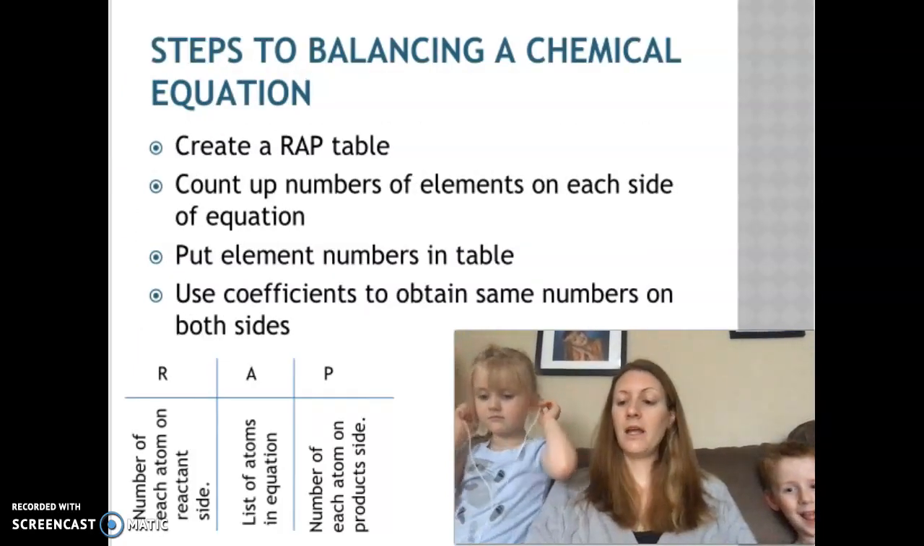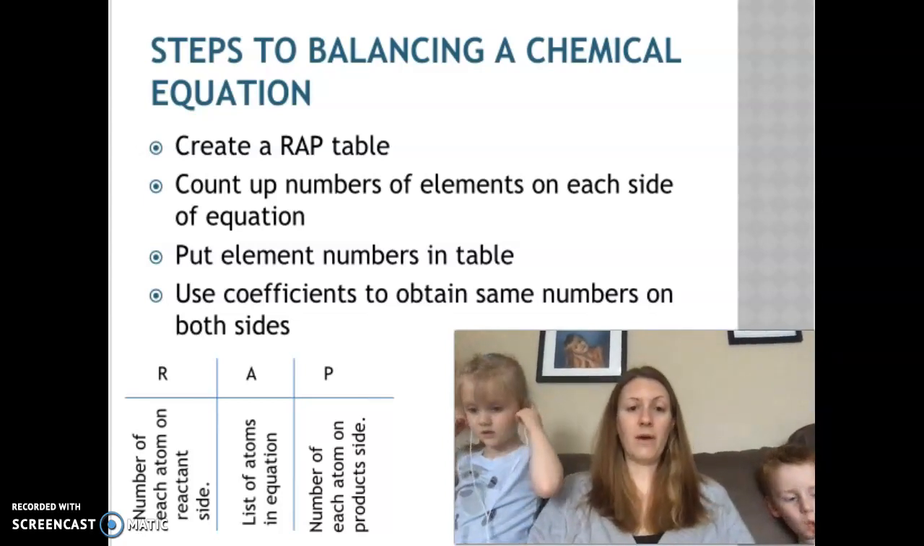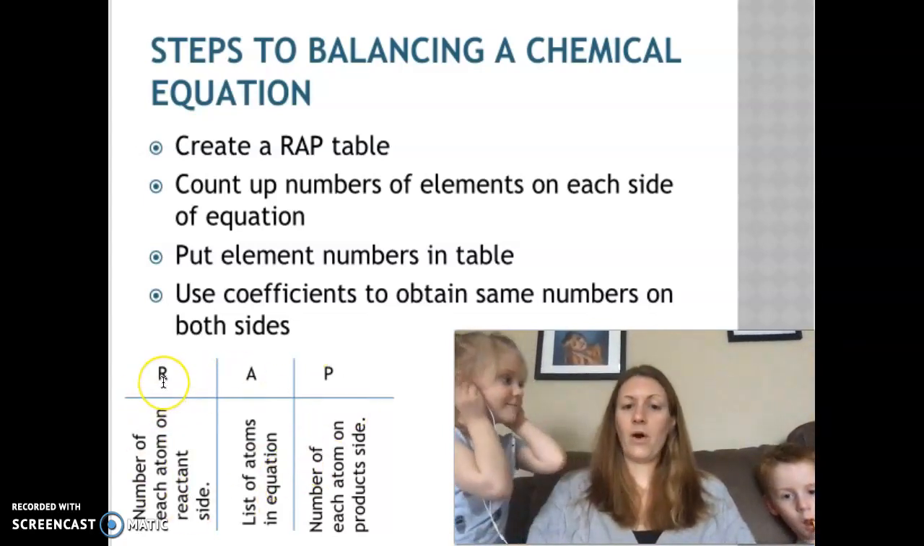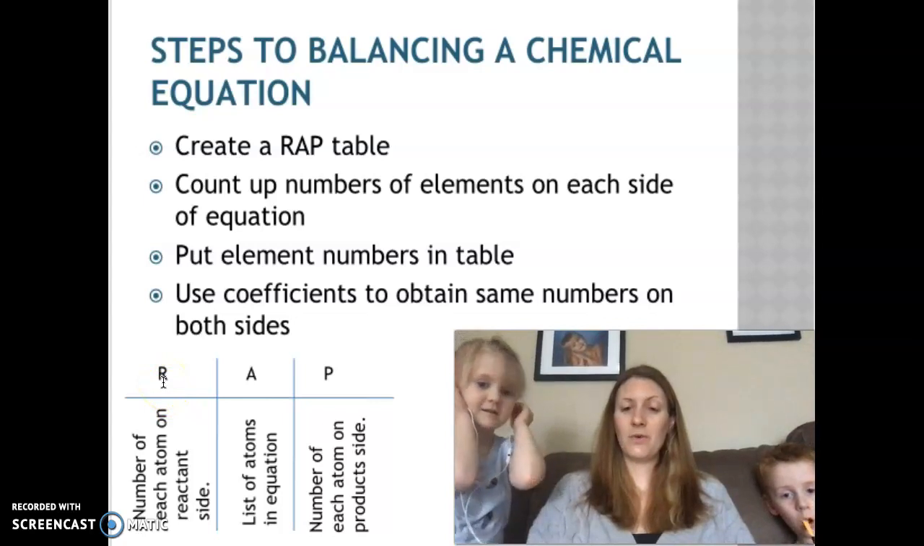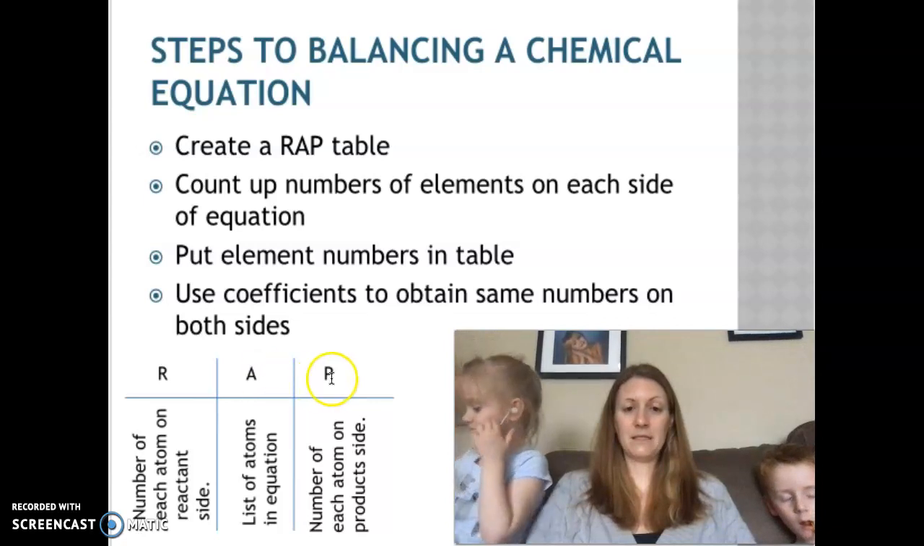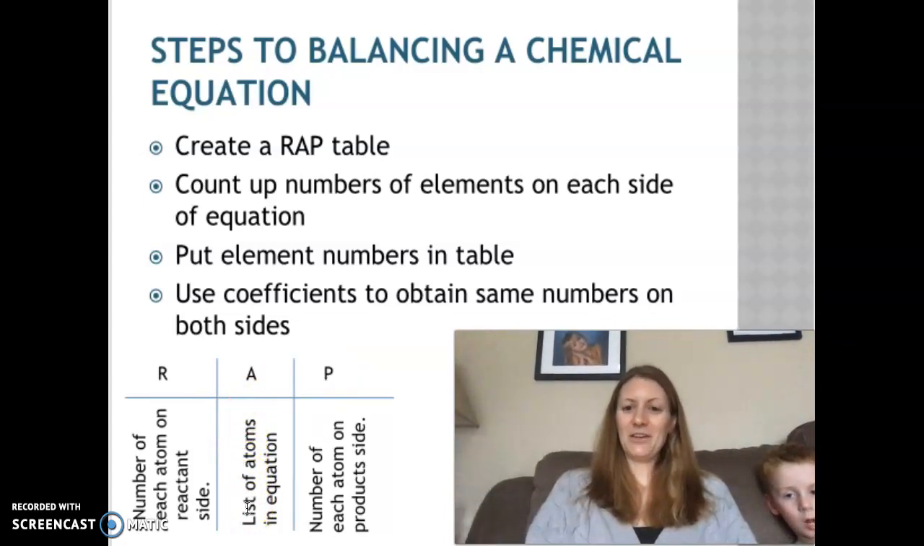So, if you need a visual to help you, I recommend making what I call a RAP table. You can see an example of it down here. R stands for reactants, A is the atoms, and P is the products. So here you would put all of the atoms that you are using in your equation. These would be the numbers of each atom on the reactant side and then the number of each atom on the product side.